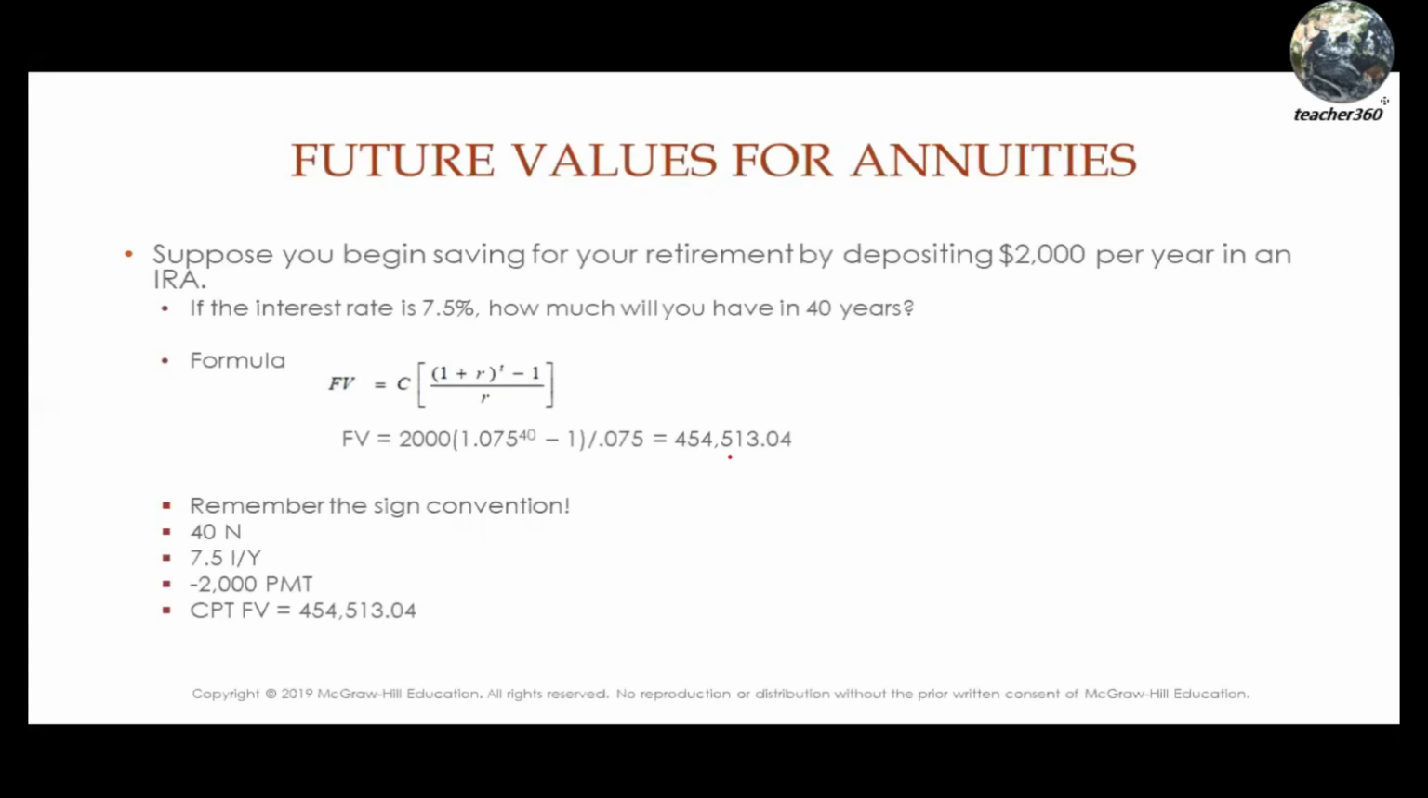So using the future value of annuity formula, here your PMT, the annuity payment per year, is $2,000. Interest is 7.5% and the number of years is 40. So after calculating, you'll get a future value of $454,513.04.